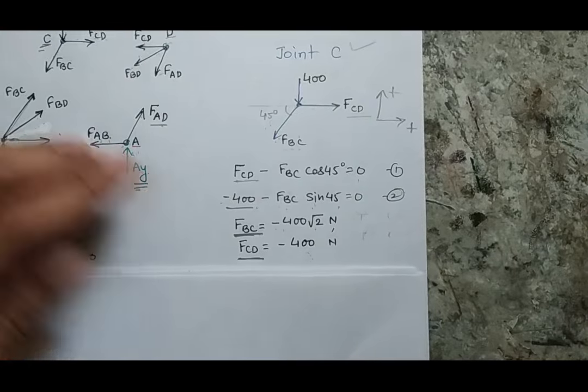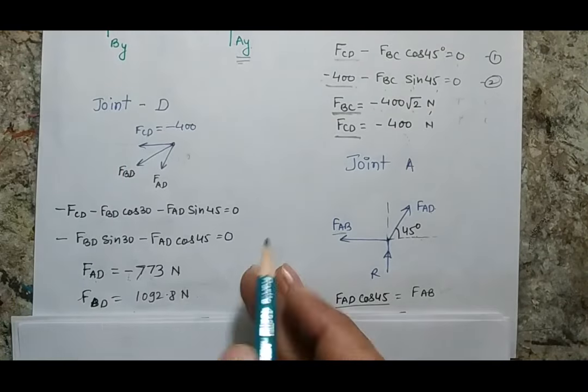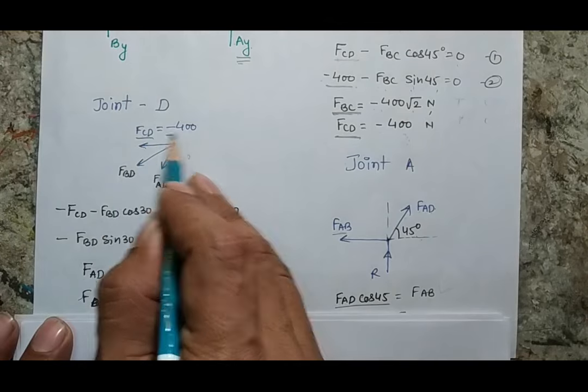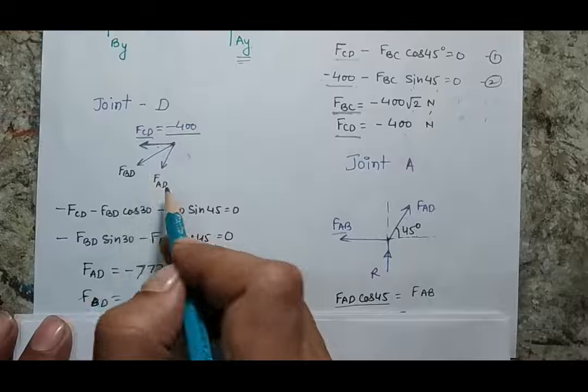Now I will move to the joint D. So here is my joint D. Again, I know that CD I have calculated with minus 400 magnitude, but the arrow is showing away. That means it's a tensile. These are the two unknowns.